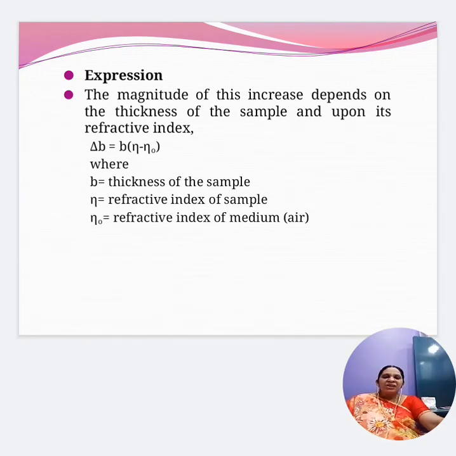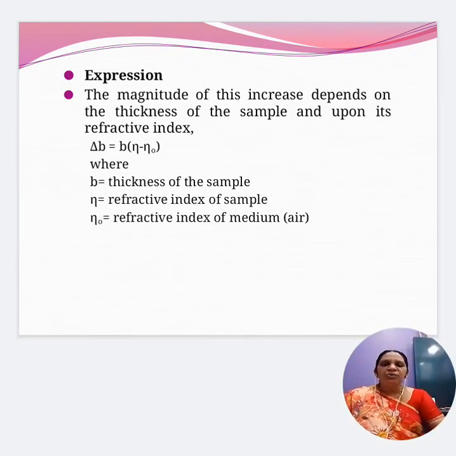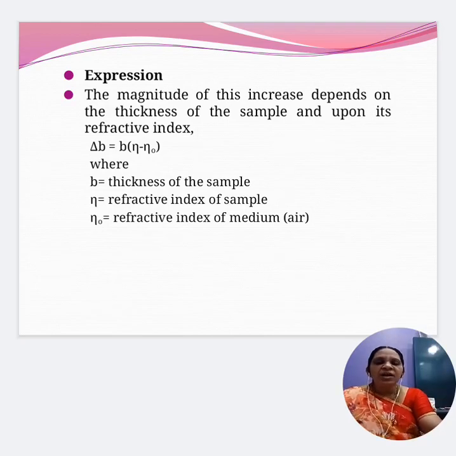Because there is an increase in the optical length, as the light beam has to pass through the sample, there is an increase in the optical length by an amount delta B, and because of that the light intensity is decreasing. Light velocity is decreasing. So delta B is equal to B into (nu minus nu naught), where B is the thickness of the sample, nu is the refractive index of the sample, and nu naught is the refractive index of the medium.